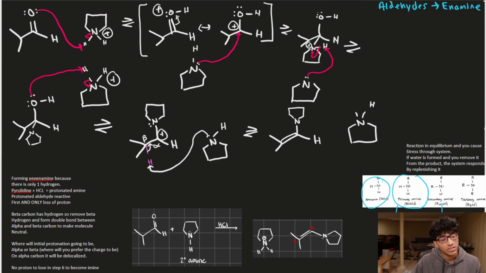We form the catalyst. Let me just go over the notes I wrote. The reaction is an equilibrium, so you cause stress to the system by removing the water that's formed. Where is water formed? Here, right? Oh, I didn't show it. That's why I was bugging. Okay, water leaves. I should have written it.